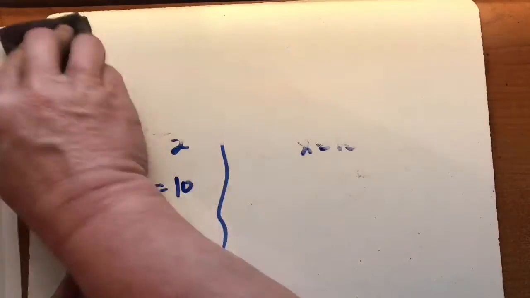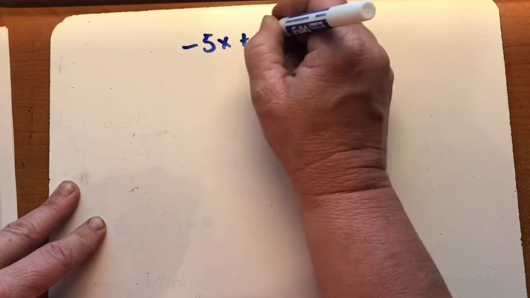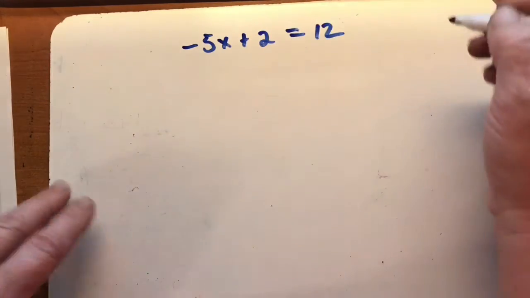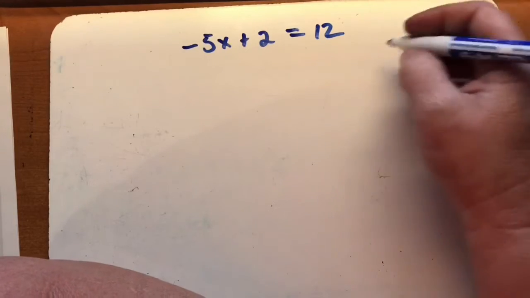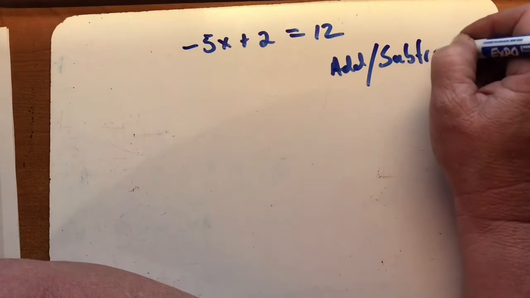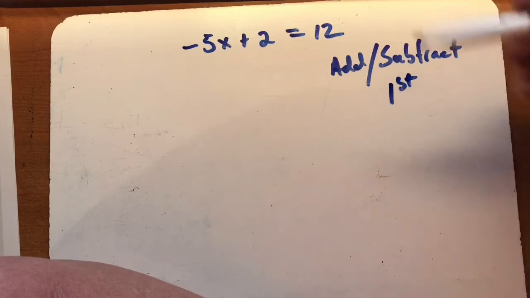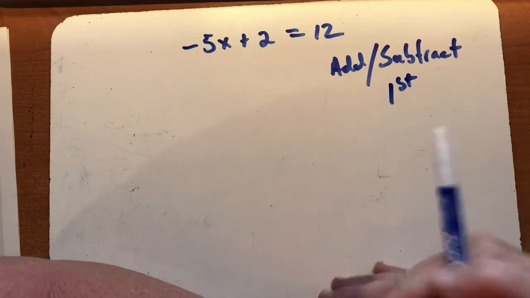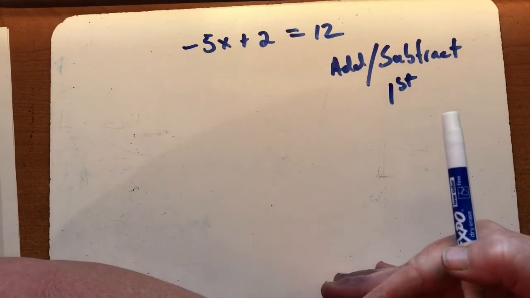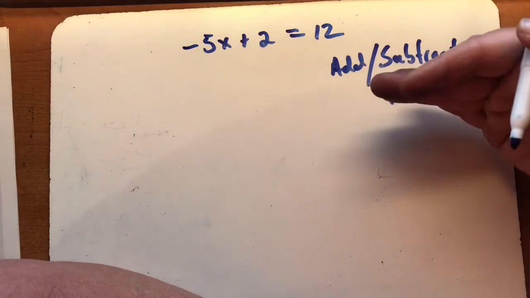Okay, here's another one where we combine lesson 5 with lesson 6, where we have both things going on. The very, very, very important thing is that you add or subtract first. Okay? We talked about the order of operations and how we do the opposite, and adding and subtracting is the last thing you do when you're using order of operations, so it's the first thing you do when you're trying to isolate the variable.